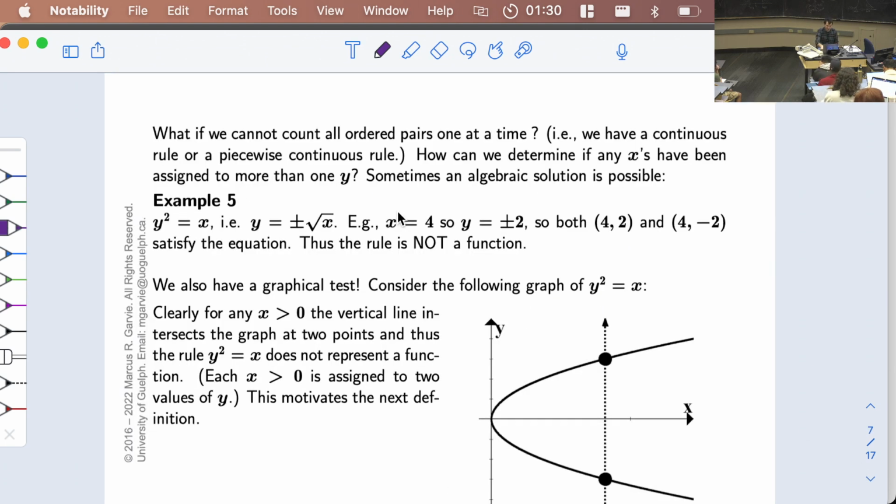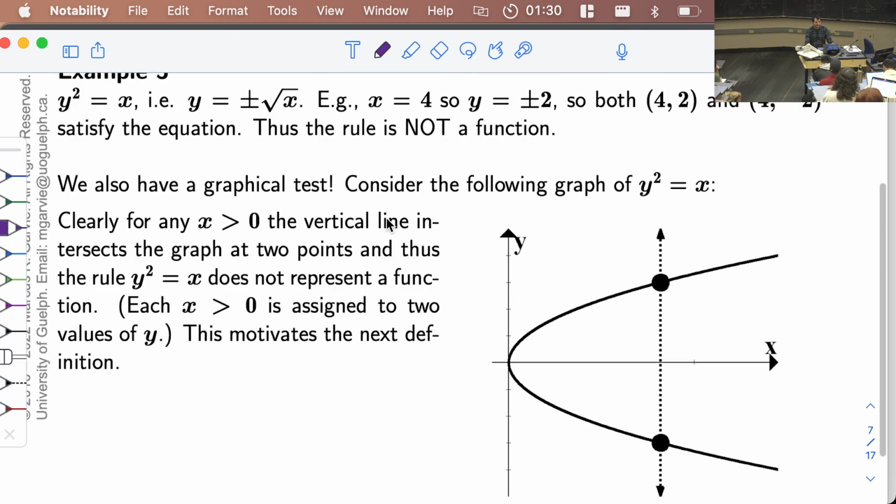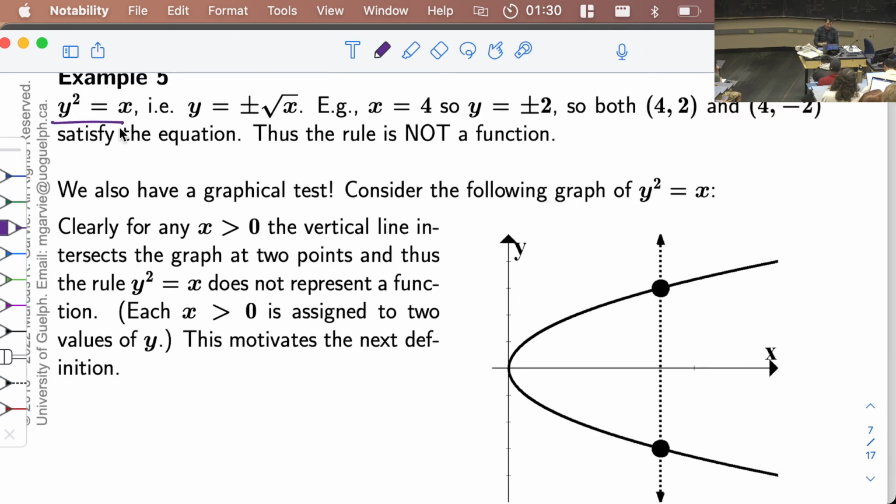And here is an example of a more complicated sort. This is the graph of the equation y squared equals x. And y squared equals x looks like this funny parabola. And we know for sure that y squared equals x is not a function because it fails the vertical line test. So this is a vertical line that goes through 2 points, and therefore it is not a function.